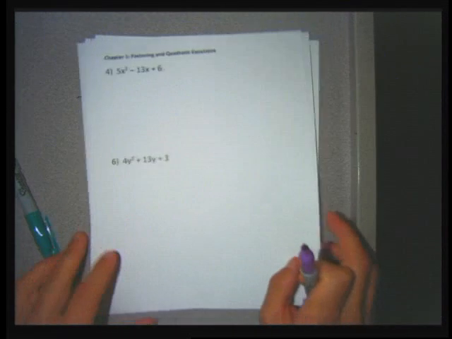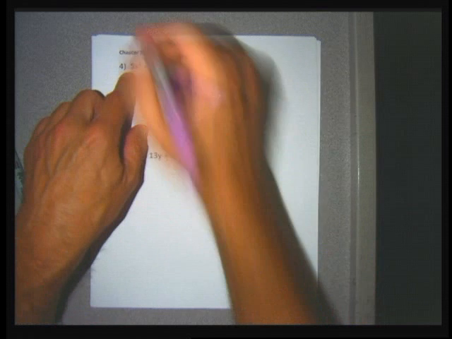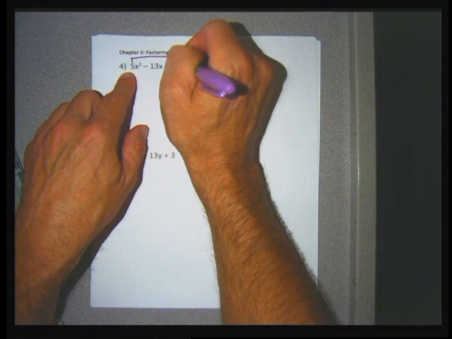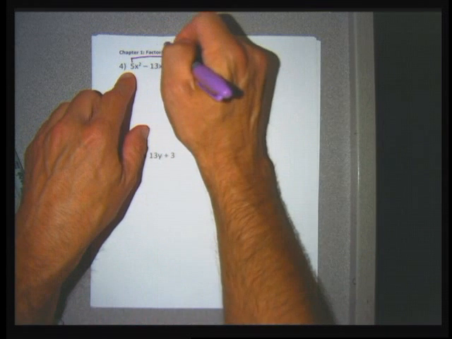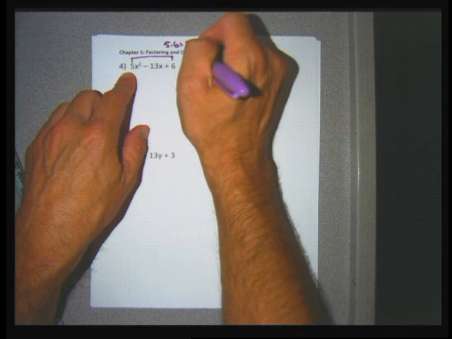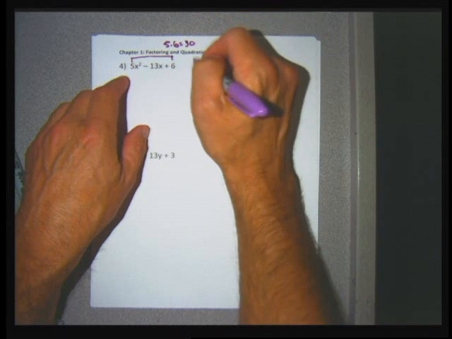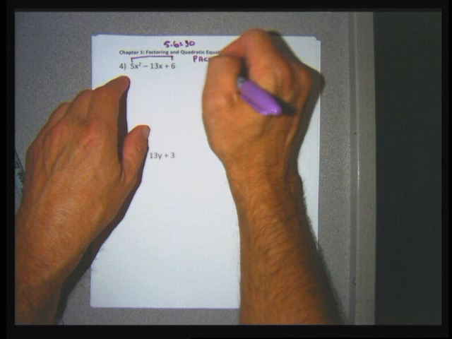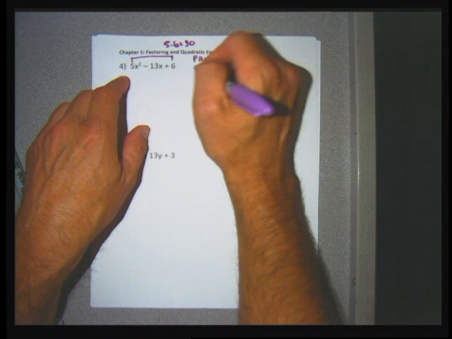I'm going to leave myself a lot of room for number 4, but I'll try to squeeze it in here. First step, I'm going to multiply this times that, and 5 times 6 is going to give me 30. So in my table, I'm going to write down not factors of 6, but factors of 30.